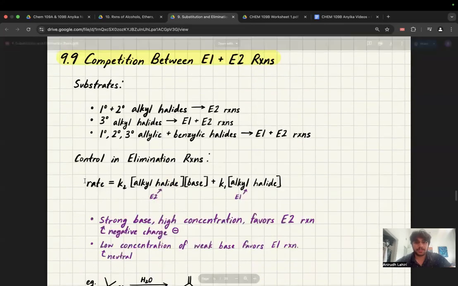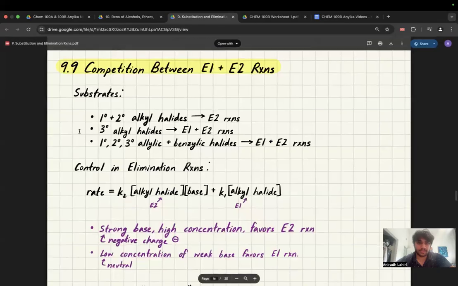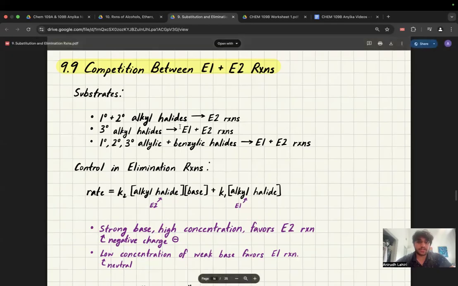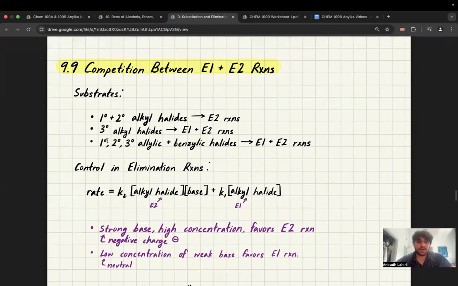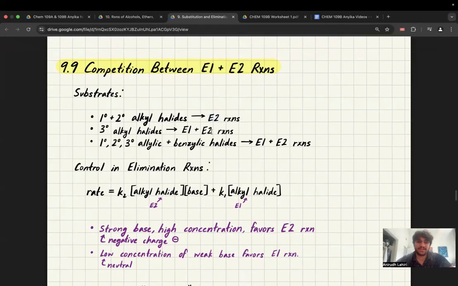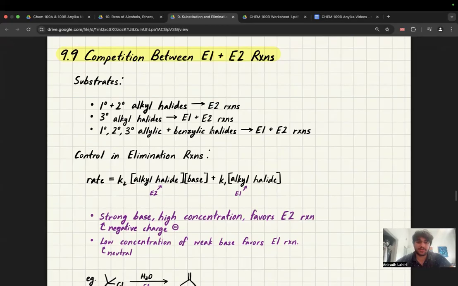Okay, competition between E1 and E2 reactions. So substrates. Primary and secondary alkyl halides will go through E2 reactions. Tertiary alkyl halides, E1 and E2 reactions. Primary, secondary, tertiary, allylic, and benzylic halides, E1 and E2. So this kind of sucks, right? There's only really one distinction we can make to be sure that we have an E2 reaction, and everything that really goes through E1 kind of goes through E2.